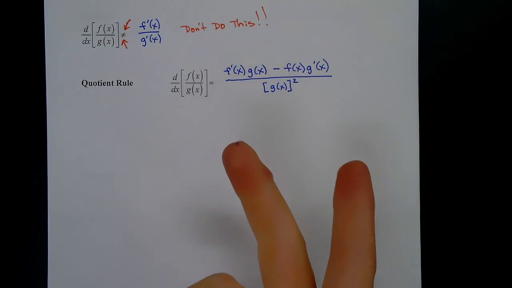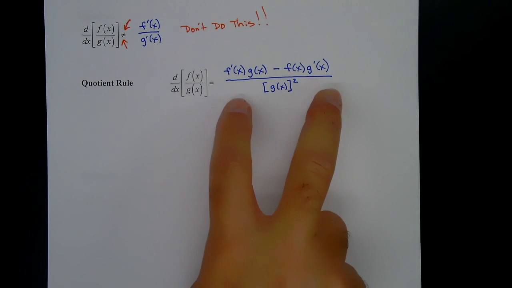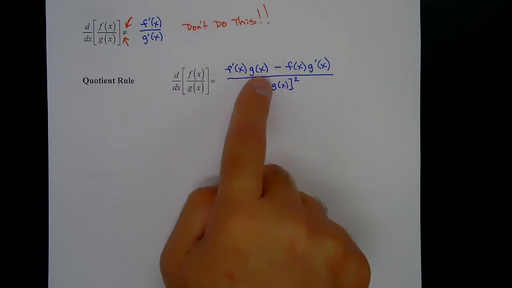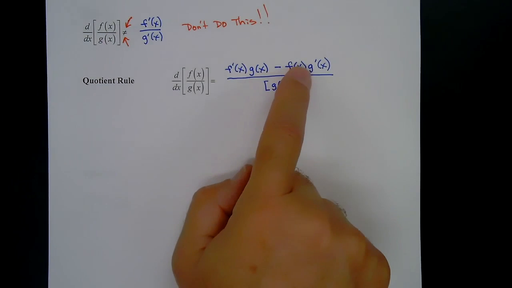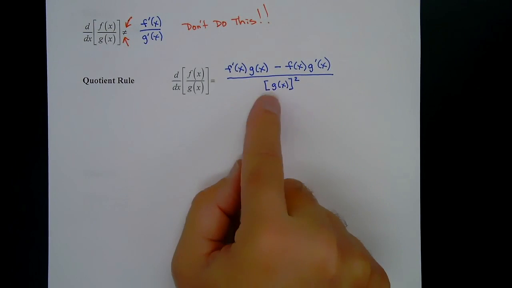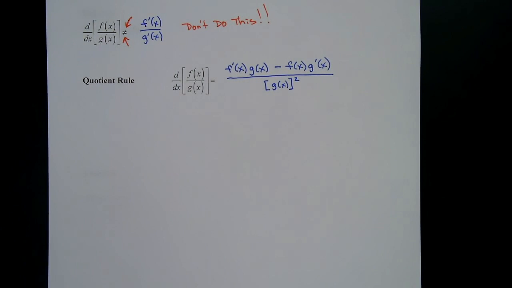Because subtraction, the order matters, okay? And I try to write this so it's easier to remember. I write it this way because it looks just like the product rule, right? But instead of the first function, we say the top function, okay? And instead of the second function, we say the bottom function, okay? So the derivative of the top function times the bottom function minus the top function left alone times the derivative of the bottom function all over the bottom function squared.